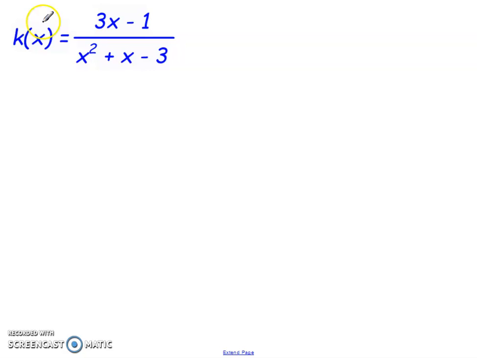Second question, I've got k of x equals 3x minus 1 over x squared plus x minus 3, and I want to find the derivative of that. Same idea as before, we set our top equal to f, we set our bottom equal to g, we find our f dash and our g dash, and we plug it all in the formula. So if f is 3x minus 1, f dashed is just 3, and if g is x squared plus x minus 3, g dashed is equal to 2x plus 1. So now I just stick it all in the formula and see what I get.